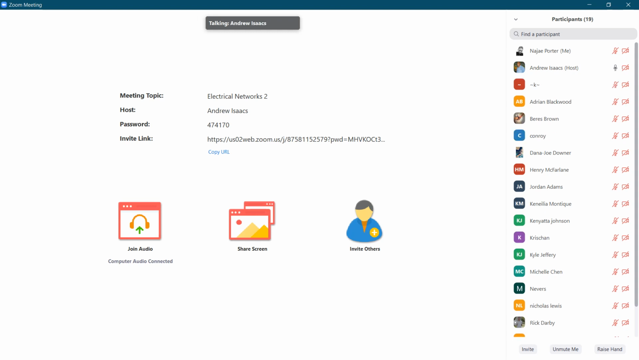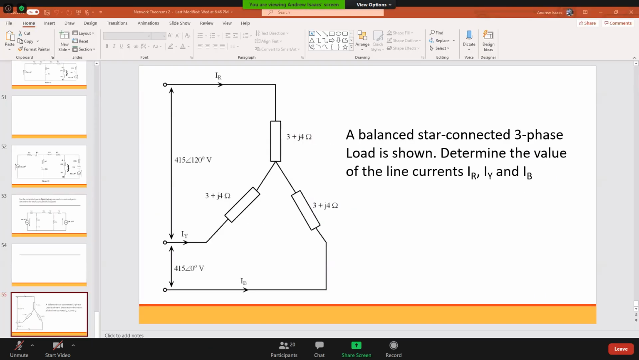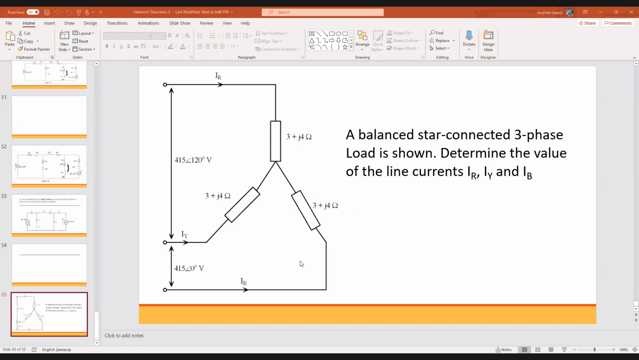Let me see if I can bring up the file. Network theorems. We're looking at the last one. All right, so this is the question.